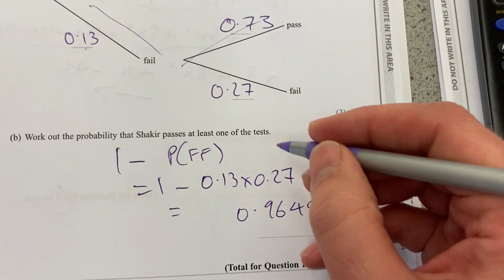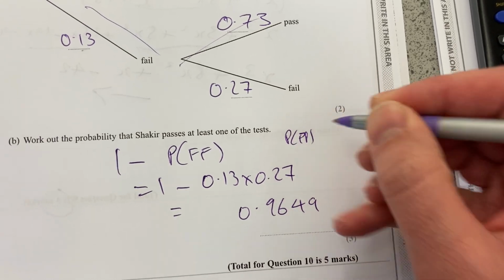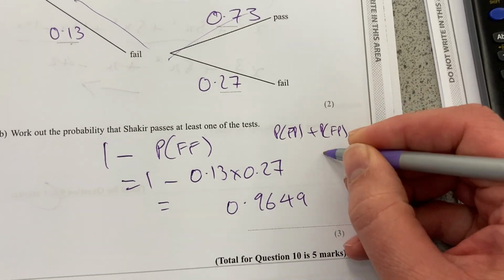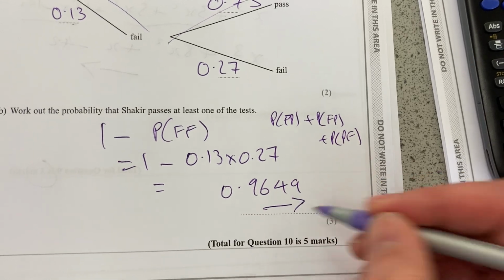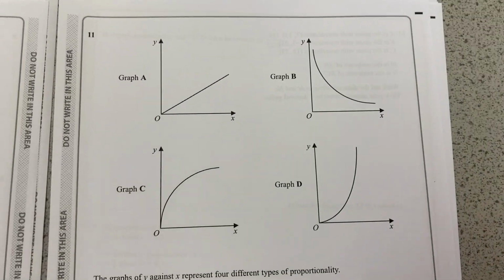Okay. You could have done the probability of passing both plus the probability of fail and pass plus the probability of pass and fail, and that should add up to that same answer there. Okay, question 11 is about graphs.